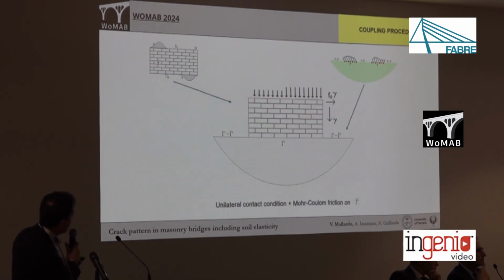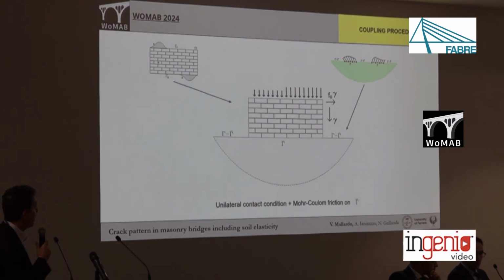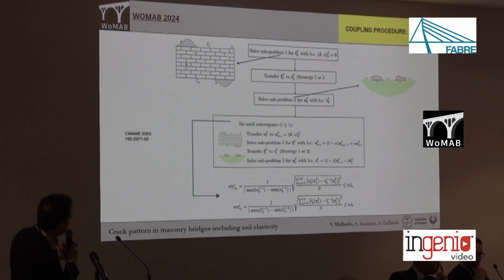Now, the problem is of course nonlinear, okay? The minimization procedure here is quadratic, first of all, and is solved by the optimization tool Mosek inside MATLAB. But it's also nonlinear because you don't know in advance the contact zone between the masonry and the soil. So you need to solve this nonlinear problem in an iterative way. And what we set up was this iterative process in which we start with the solution of the masonry under the condition of a fixed base.